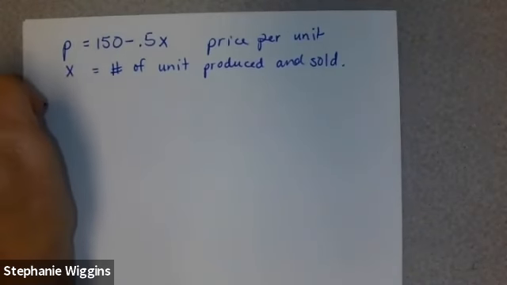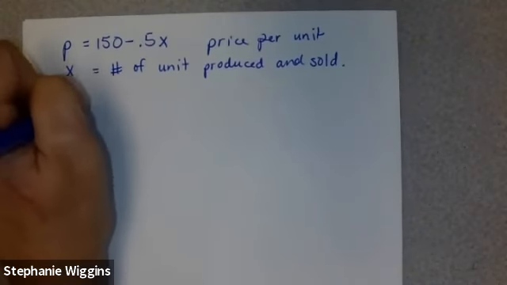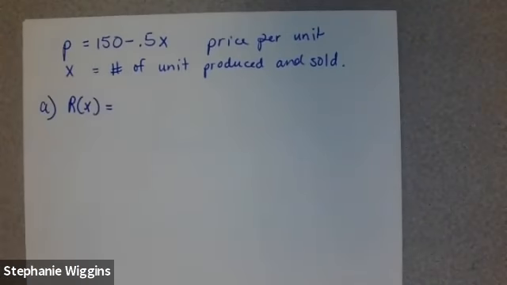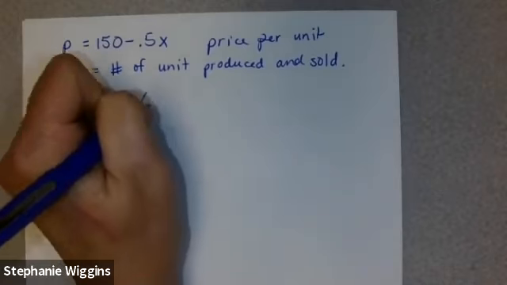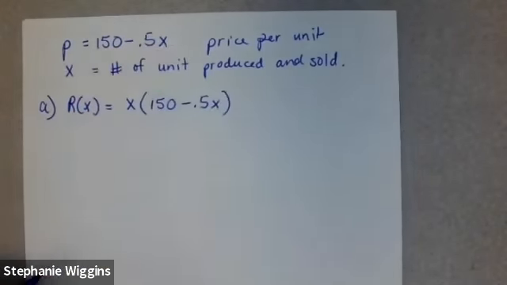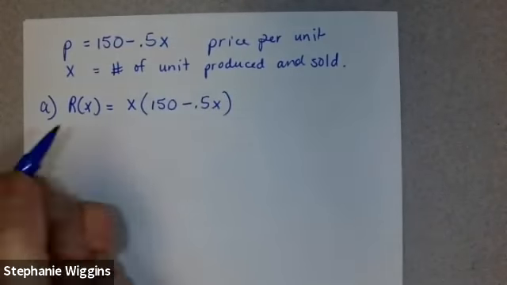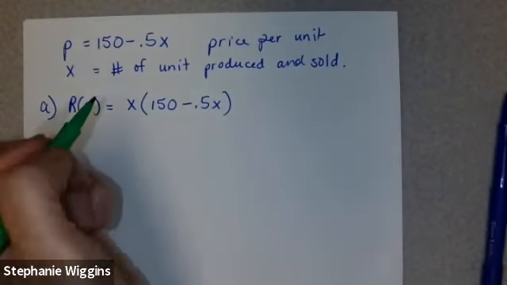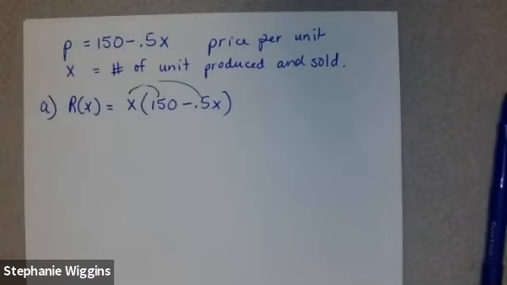Now, the question is, what is the revenue? Well, the revenue function, that's part A, R of X, is found by taking the price per unit and multiplying it by how many units you're selling. So it's going to be X times 150 minus 0.5X. So this is my revenue function. And I want to go ahead and distribute the X through.